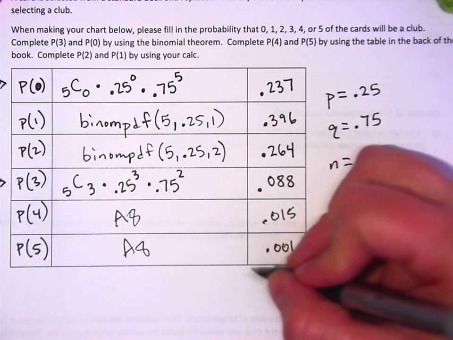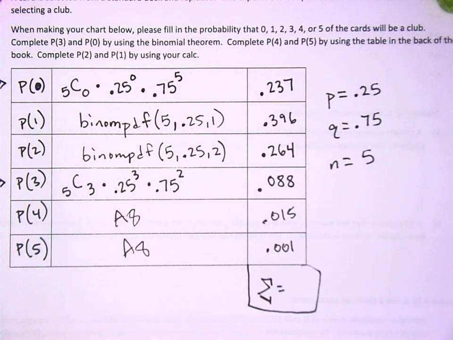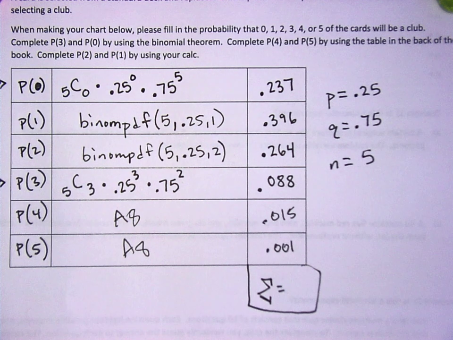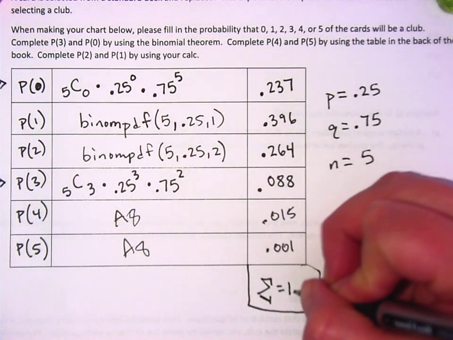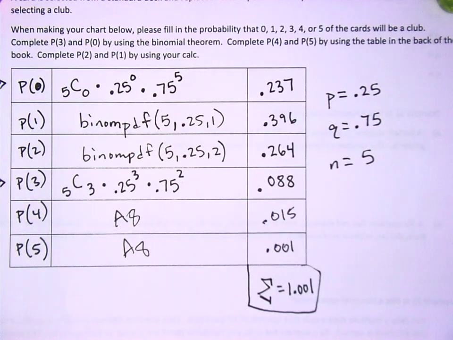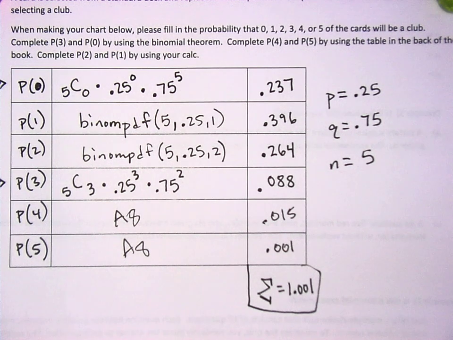Now, let's do what Cole said, where we add these all together and see how we did. I got 1.001. What'd you guys get? Did you guys get the same thing? A little off is fine. Do you understand that any problem you do with binomial stuff, you don't have to do 3 different ways? I was just doing this to show you all the different ways you could do these types of problems.